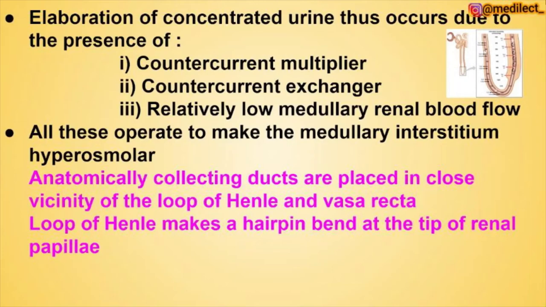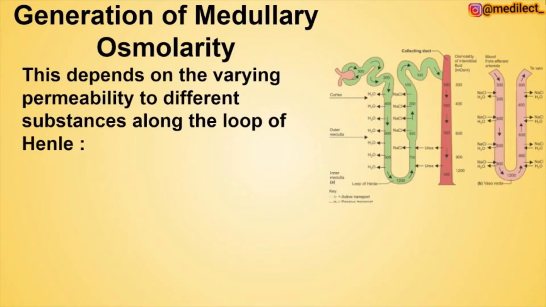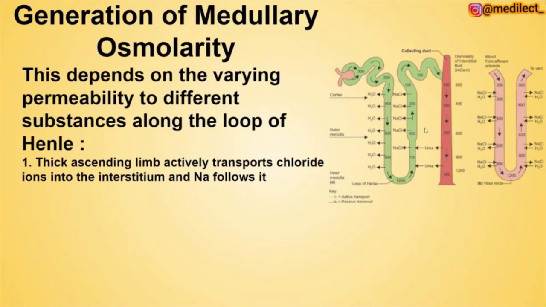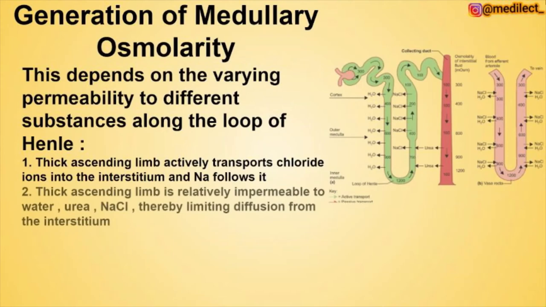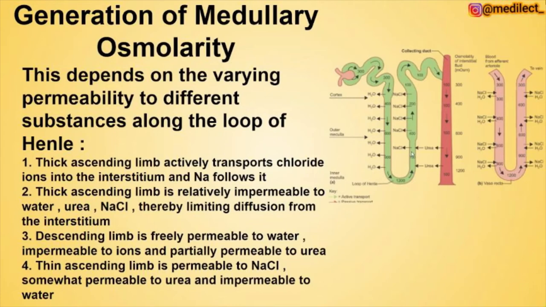Now, how is the medullary osmolarity generated? This depends on the varying permeability to different substances along the loop of Henle, which includes the thick ascending limb. This thick ascending limb actively transports the chloride ions into the interstitium, and the sodium follows it. So that's for the NaCl. Over here, it is transported into the interstitial fluid. But limited diffusion from the interstitium occurs because the thick ascending limb is relatively impermeable to water, urea, and NaCl. The descending limb is freely permeable to water, impermeable to ions, and partially permeable to urea. The thin ascending limb is permeable to NaCl, somewhat permeable to urea, and impermeable to water.